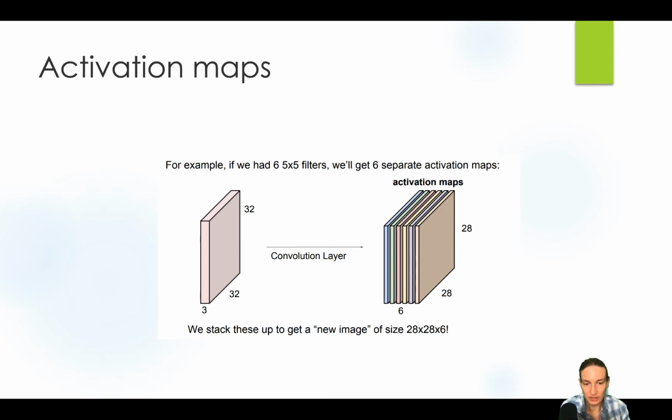Then we end up with a stack of images. In this case, we have 6 filters, we get 6 feature maps. So we get a new image. The resolution is a bit lower, 28 by 28 instead of 32, but we have 6 feature maps.